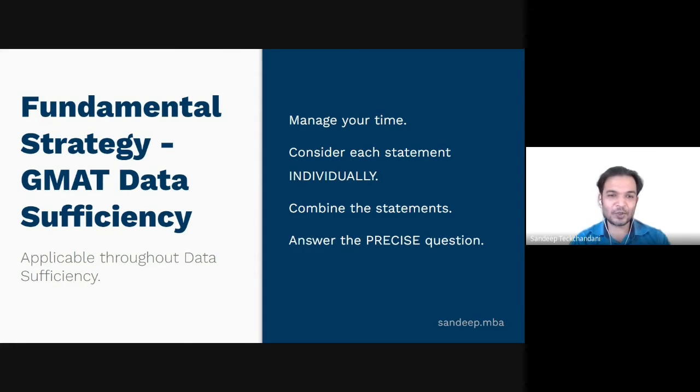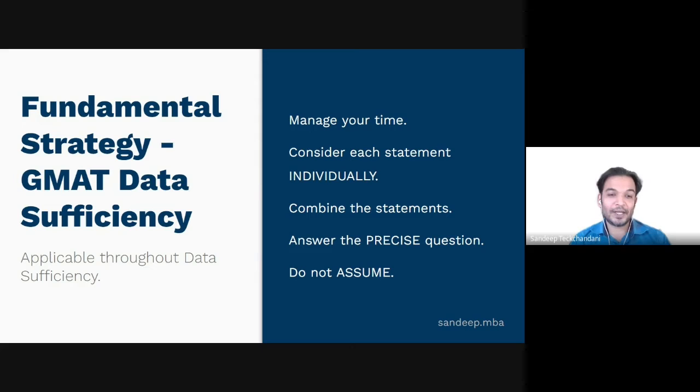Answer the precise question. Basically, you must answer the exact question that is being asked. For example, if the question asks, what is the value of X? For an answer to be sufficient, you must be able to find one and only one value of X. Being able to determine minimum or maximum values for an answer, for example, X is equal to Y plus 2, is not sufficient. This is because such answers constitute a range of values rather than the specific value of X.